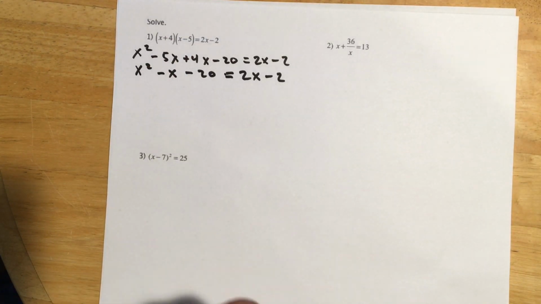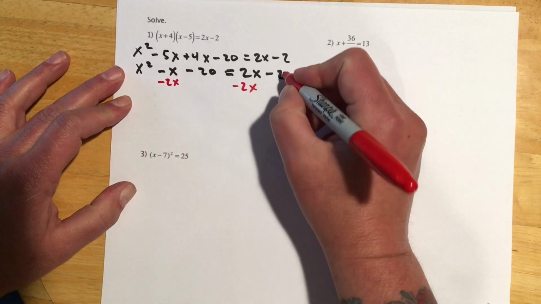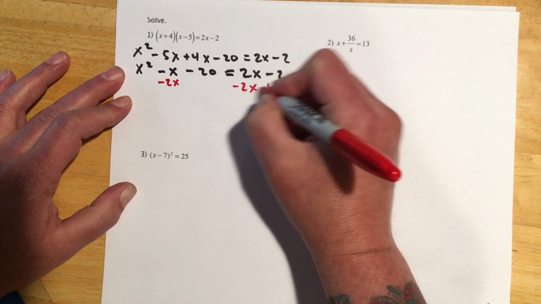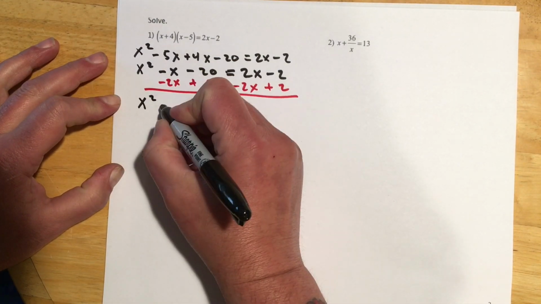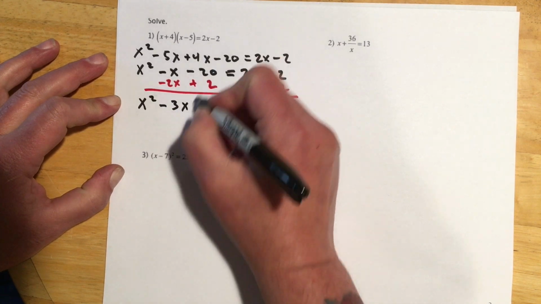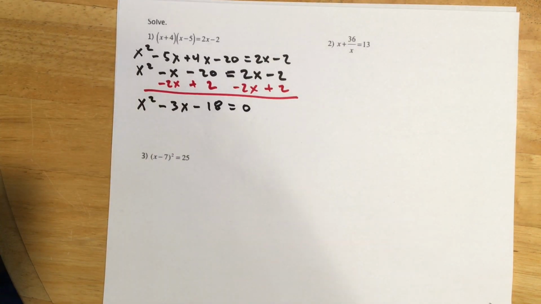So then from there, I'm going to bring these over to this side. So since I have a plus 2x, I'll minus 2x. And minus 2, so I'll plus 2. So I'm trying to make this side 0. And now I have x squared minus 3x and minus 18 equals 0.